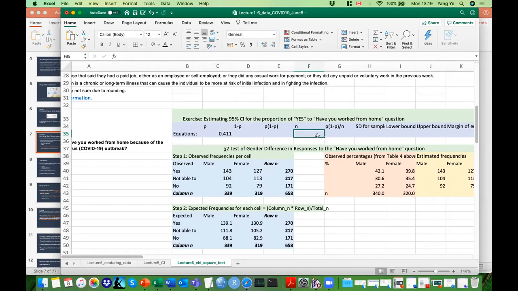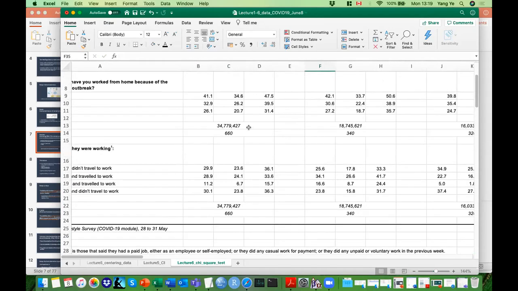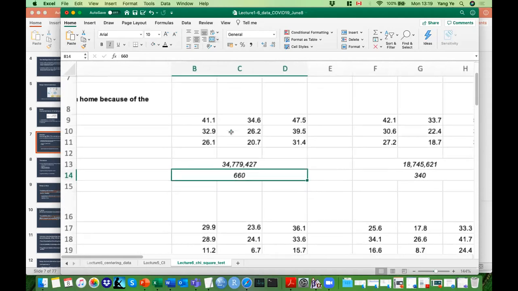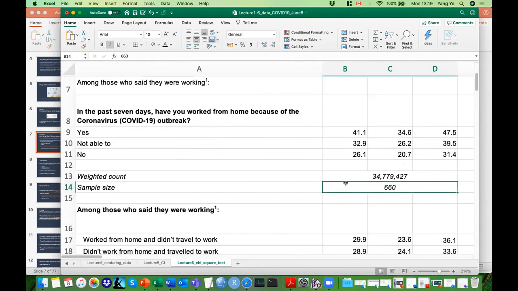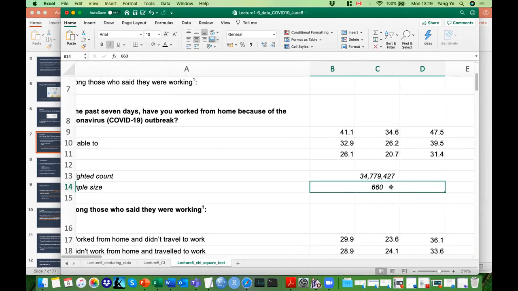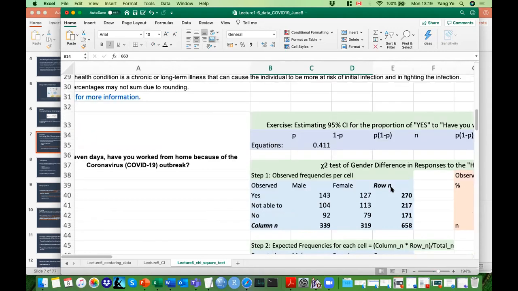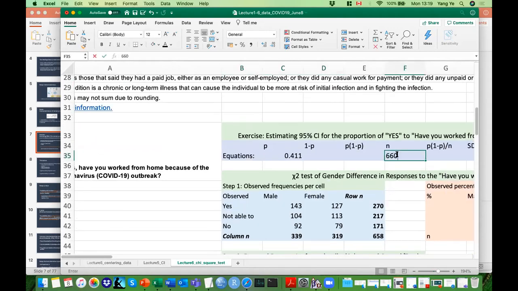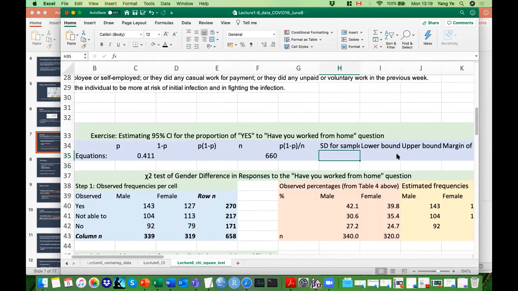And the other thing we need is N, which is our sample size. You notice that for our case, the sample size is 660. Right? So we'll just enter 660. So now we have everything we need. We just have to fill in the rest. We need 1 minus p. Since we're doing everything by equation, we just use 1 minus C35. So now 1 minus p is 0.589.